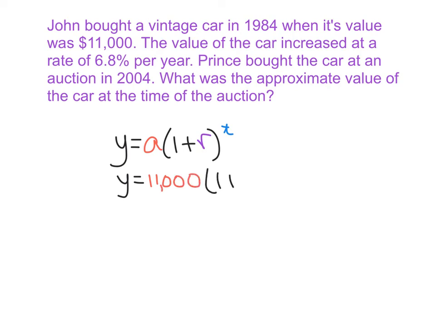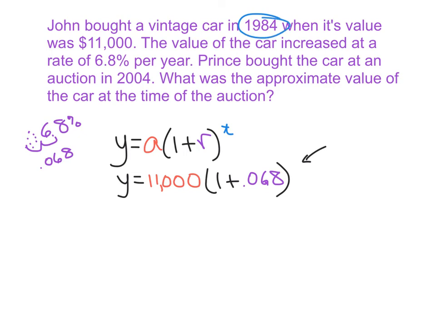And we have 1 plus the rate. Now, once again, we have to be careful with the rate. The rate is 6.8%. And again, if we move that decimal 2 places to the left, we're going to need to fill in a 0 here. So 0.068 is 6.8%. So 0.068. And all raised to the t. Now we need to know how many years it has been. Well, from 1984 to 2004 is 20 years. So we're going to go ahead and put 20 years in here.